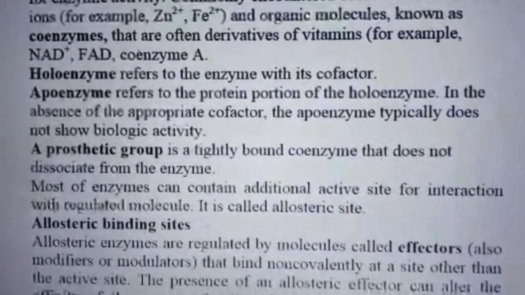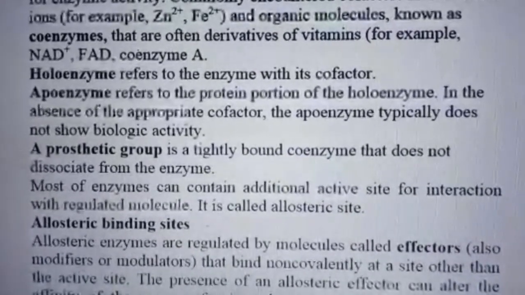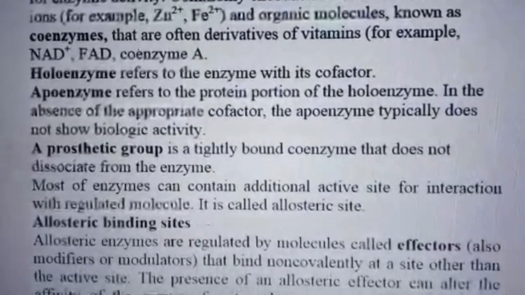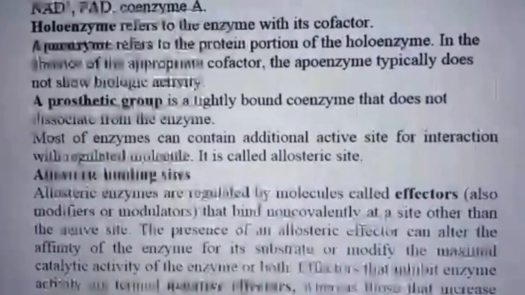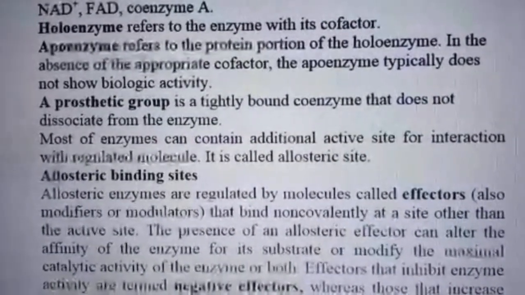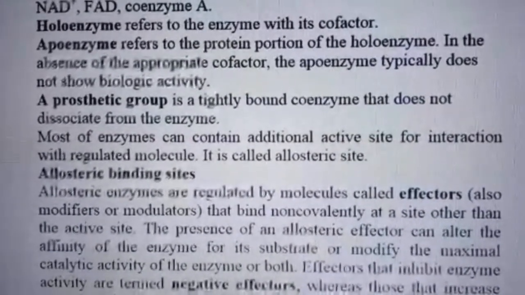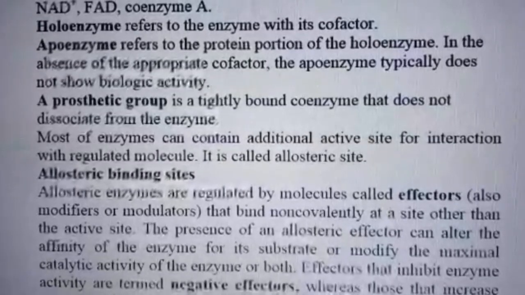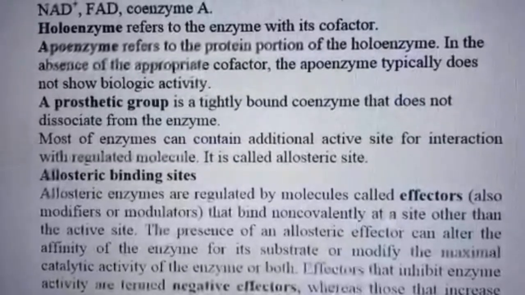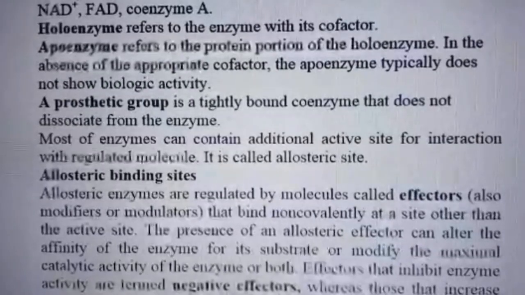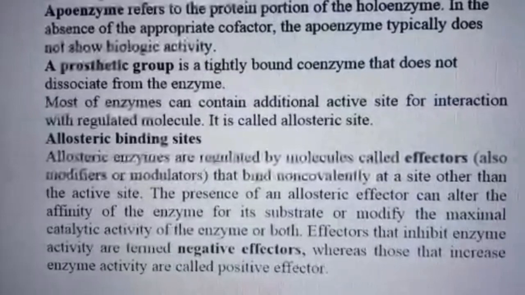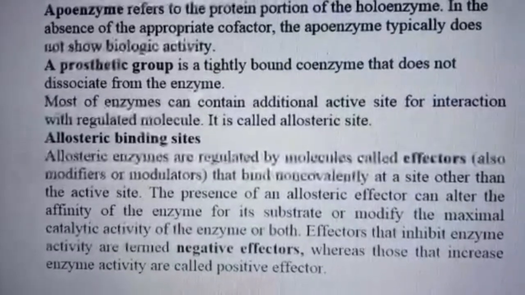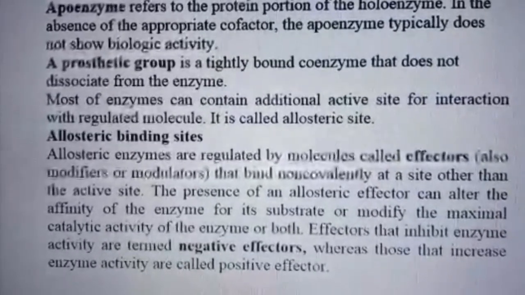If an enzyme contains a cofactor, that enzyme is called a holoenzyme. The protein part of the holoenzyme is called the apoenzyme. In the absence of the appropriate cofactor, the apoenzyme typically does not show biologic activity. A tightly bound coenzyme that does not dissociate from the enzyme is called a prosthetic group.